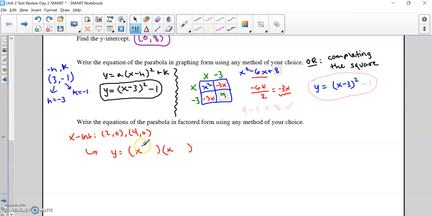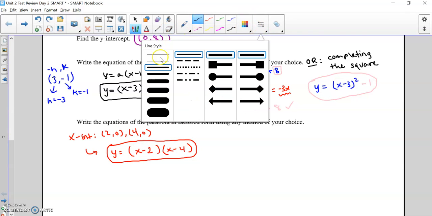So this positive 2 is going to tell me that I'm going to have an x minus 2. This positive 4 is going to tell me I have an x minus 4. And that's it. You're done. And the reason this works is because you can actually use a factored form equation to find x-intercepts instantly. And so we're just working backwards from there. All right, but again, that is the short way.